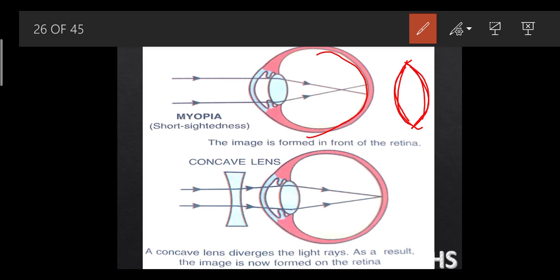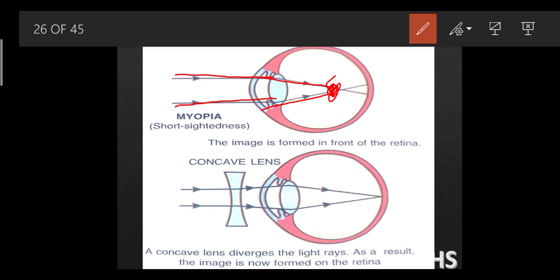So how do we correct myopia? Always remember, this is the entry of the light, and the image is formed out here at this position. Actually the image should be formed near the retina, which I am marking right now, this region. But where is the image getting formed? Out here. So the image is forming before the retina. As the image forms before the retina, the person is not able to see far objects clearly.